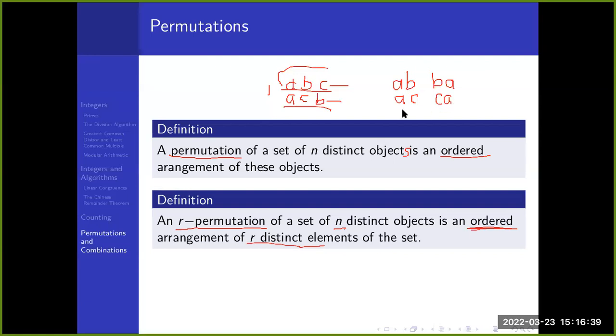What else can we have? We have BC, we have CB, and so on.